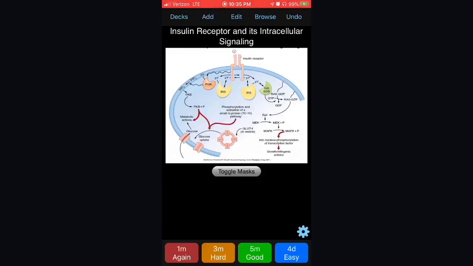Then we have the insulin receptor, IRS, GRB, SOS, RAS GDP to RAS GTP, RAF, MEK phosphate, MAPK phosphate, and then transcriptional change, cell division, mitosis, growth, and mitotic changes.